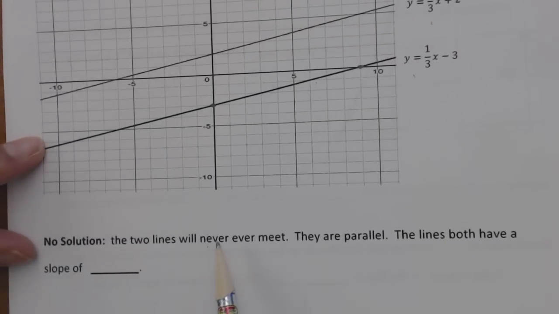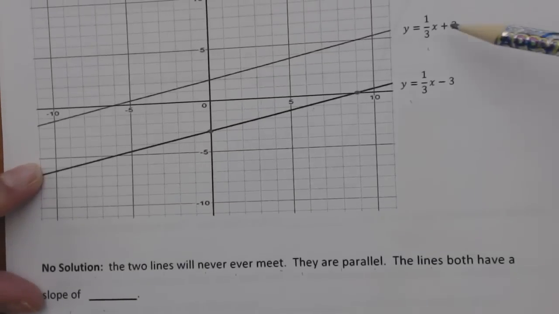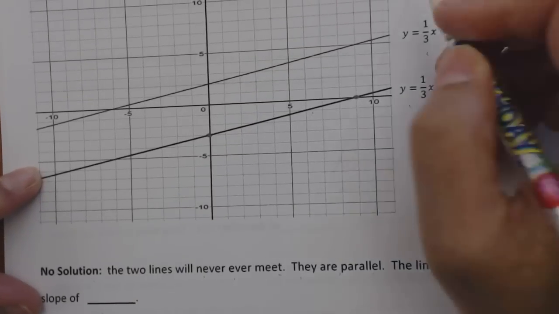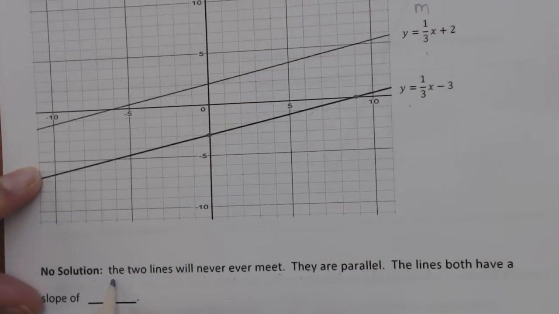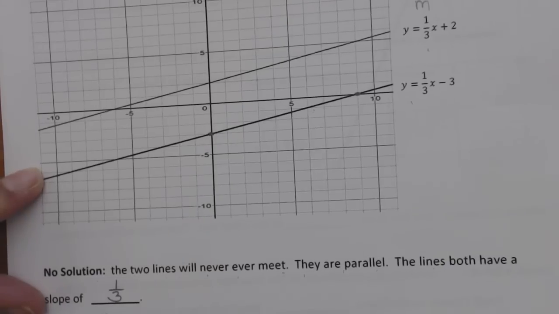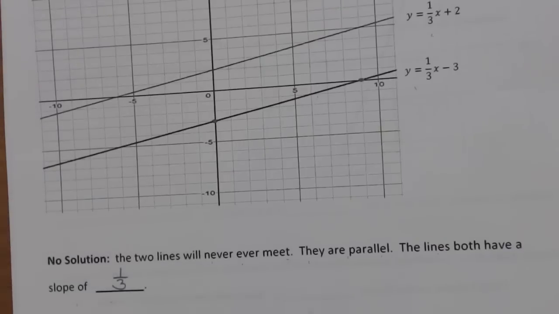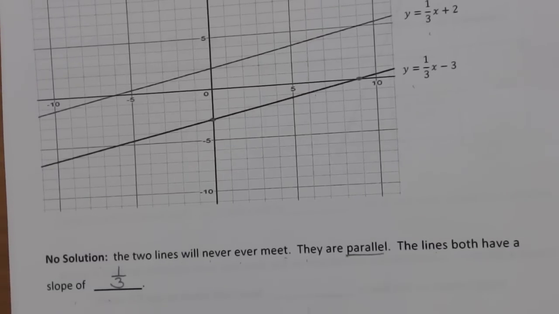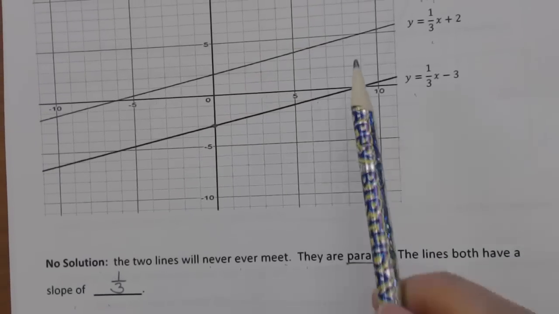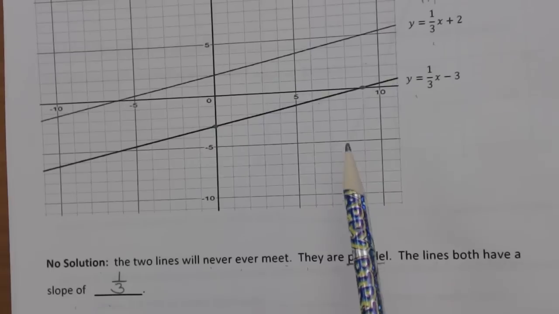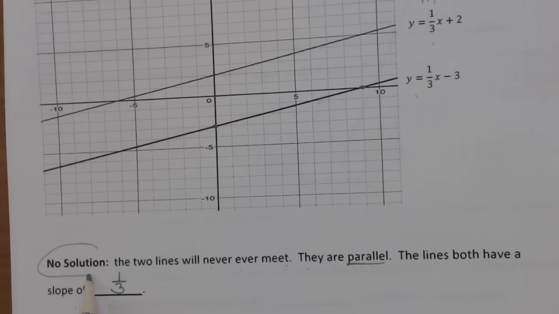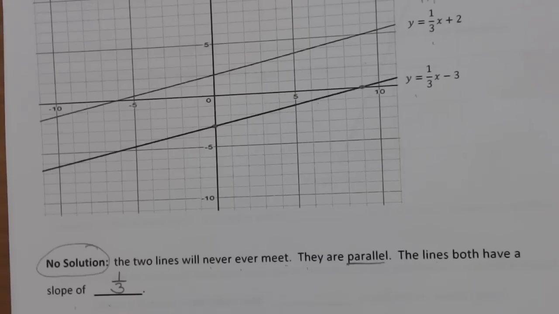The two lines will never, ever meet. They are parallel. The lines both have a slope of, and let's look, 1/3 and 1/3. Remember, this is m. So they both have a slope of 1/3. And I said before, when they are parallel, they will have the same slope. So we checked to make sure that our answer was right in saying that there's no solution. And we verified that by saying that the slopes were the same, and that was the 1/3 for their slopes.